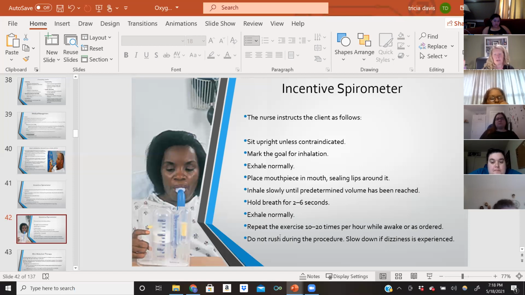And do not rush them during the procedure, and slow down if dizziness is experienced. Sometimes when they do that the first couple times, they'll cough. That's good. That means it's working. You're bringing air in. So you tell them that coughing is good.